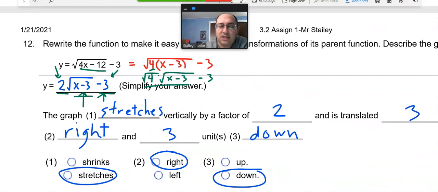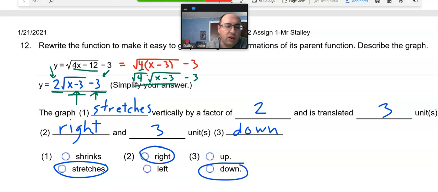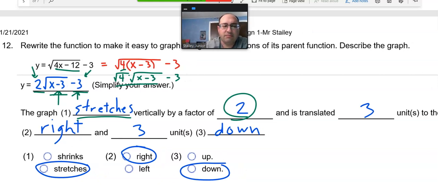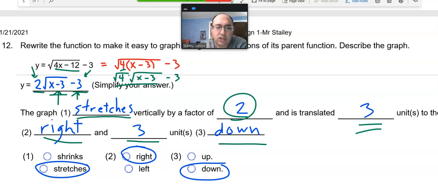Those are the things that I said in my description, and you've got to watch the way they're saying this. The graph stretches vertically by a factor of 2. So the word stretch came first instead of the word shrink, and after that's where we put our number in. Then it says it's translated, but look how they switch it around on me. They want the number first: 3 units to the right, 3 units down. So you had to tell it how many units, and of course, you'll have multiple choice. You'll be picking these things, so it's not like you actually have to write things in there. You're just going to pick them.